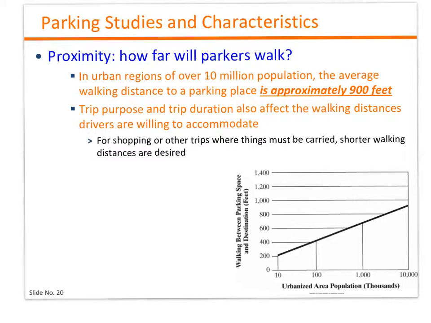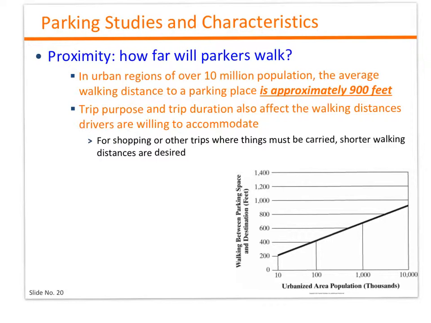But we always need to be reminded, it's not just about the distance. You always have to know the trip purpose. The trip purpose and the trip duration also affect the walking distances drivers are willing to accommodate. For example, when it comes to shopping or other trips where things must be carried, shorter walking distances are desired. So if you're going to a Walmart, you don't want to be walking for 900 feet or like 0.1 miles to reach your car. If it's a place where you would be doing your shopping and carrying something, definitely you need to be even closer.